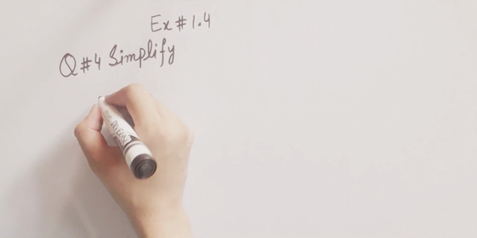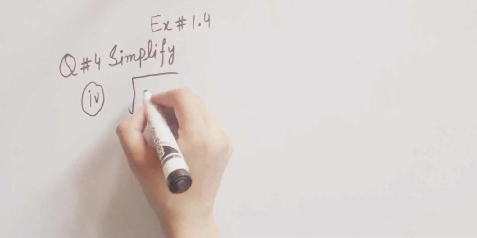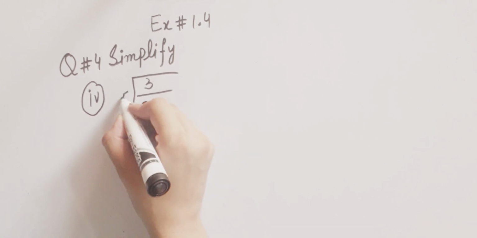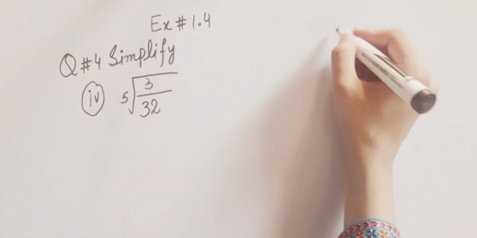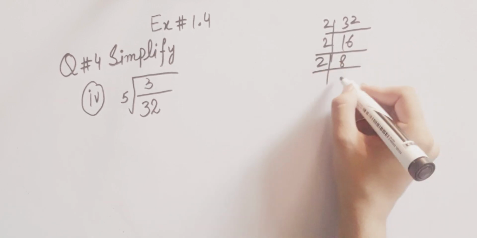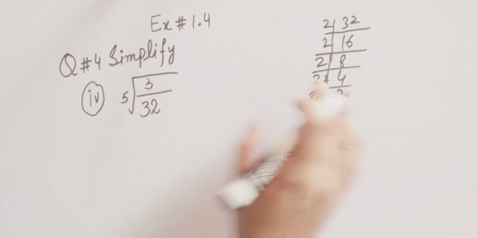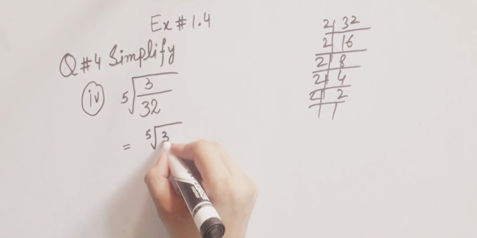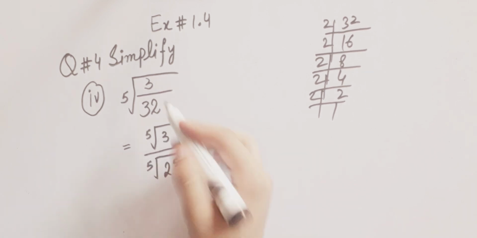Now students, we will solve the part number 4 of this question, which is equal to the fifth root of 3 by 32. Now we will solve this in a very easy way. We will first of all make the factors of 32, which is equal to 2 power 5. We can write 32 as 2 power 5. First of all, split this.